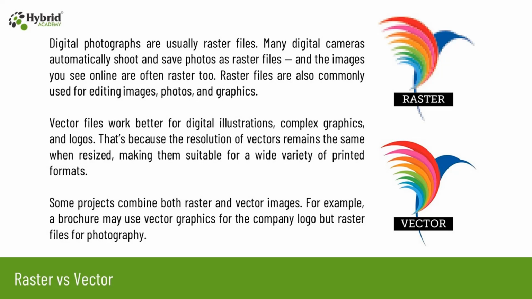Some projects combine both raster and vector images. For example, a brochure may use vector graphics for the company logo, but raster files for photography. Now as you can see in the right hand side image, the first image is a raster image where we have used pixels, and these pixels get distorted if we try to expand the picture. Whereas the below image is a vector graphic where the images are made using lines and formulas, or you can say line equations, where every time we resize the image, it automatically gets recalculated and regenerates the image with proper clarity, and the image is never distorted.